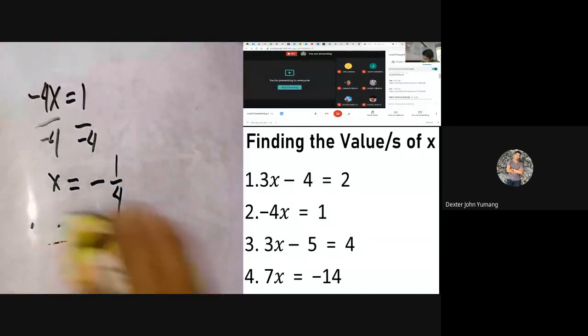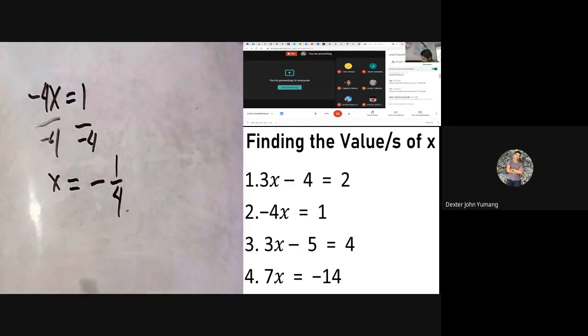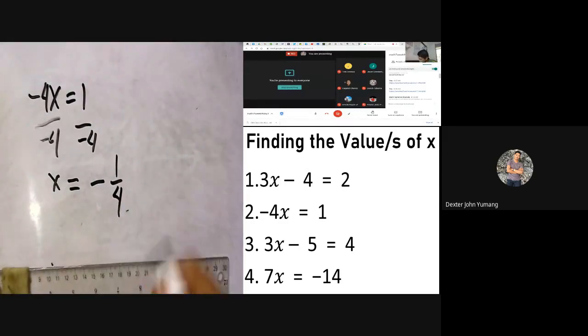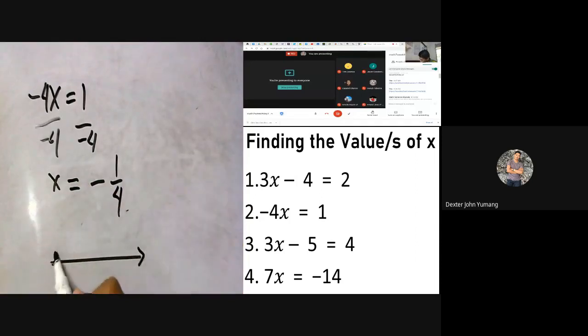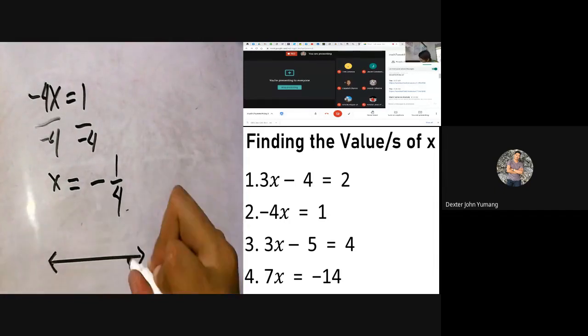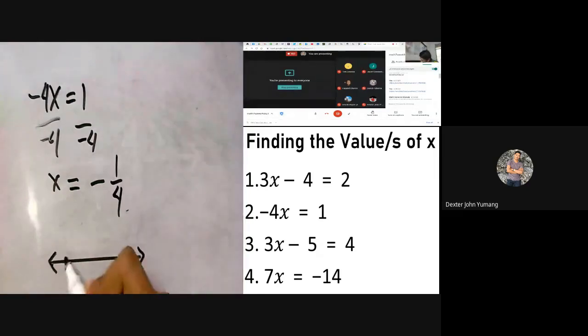So let's have the graphical solution. So using the ruler. Now, pwede po ba maggawa na hindi gumagamit ng ruler? Pwede naman. Kaso lang, dapat you have to make sure na straight talaga paggawa nyo. So since negative siya, paatras po tayo magsulat. If this is 0, this is 1, negative 1 pala. So saan dyan ang 1/4? Kung itong 1/2, yan ang 1/2, negative 1/2. So dito ang negative 1/4.